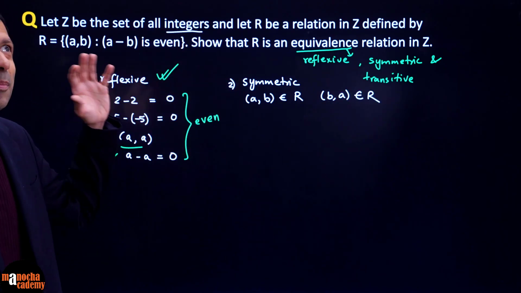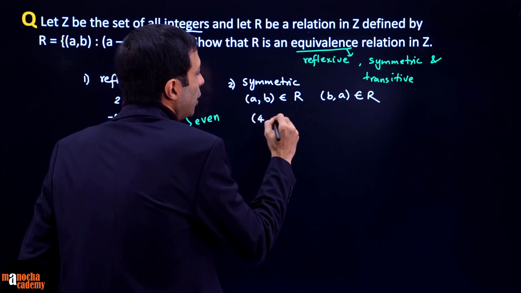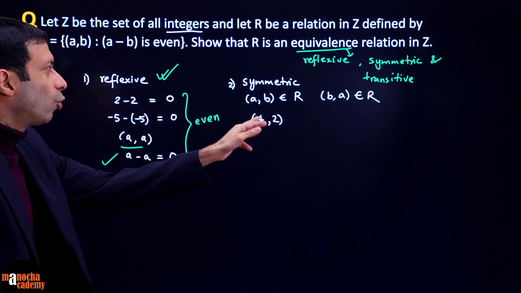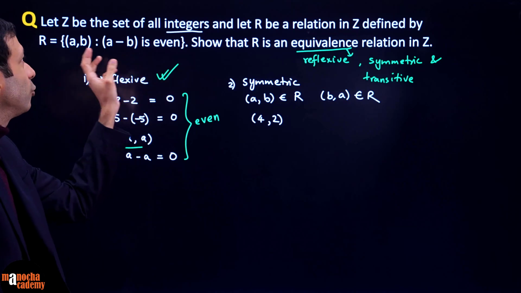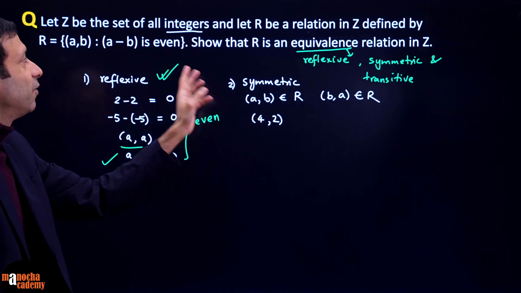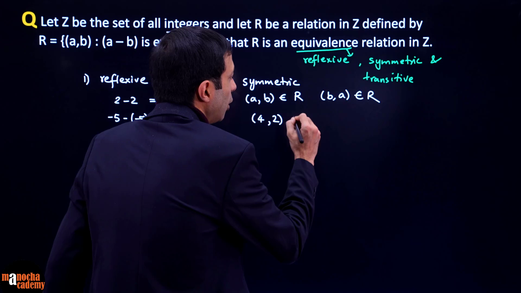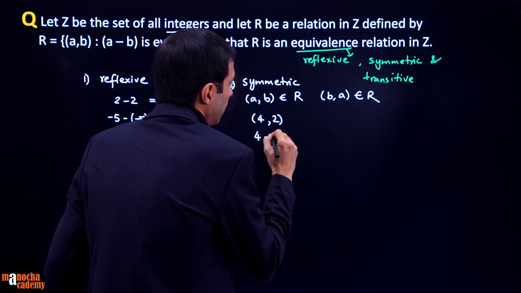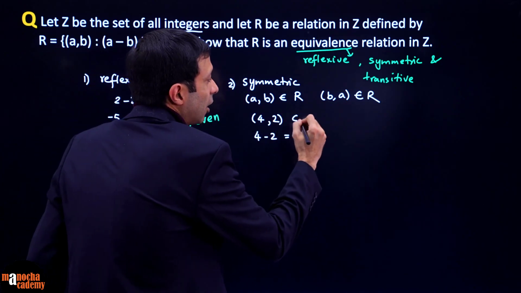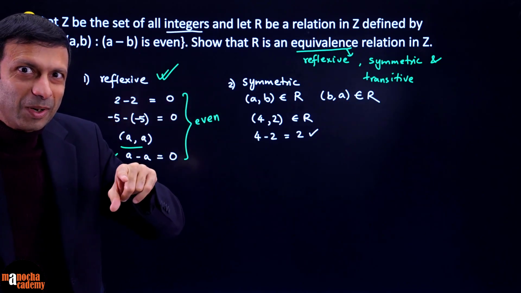Again, take some sample numbers just to think it out. Say (4, 2) belongs to the relation, where 4 minus 2 is even. You have to choose such numbers. 4 minus 2 is 2, which is even. Then will (2, 4) belong to the relation? Now you have to prove that (2, 4) should belong to the relation. Then it will be symmetric, yes or no?